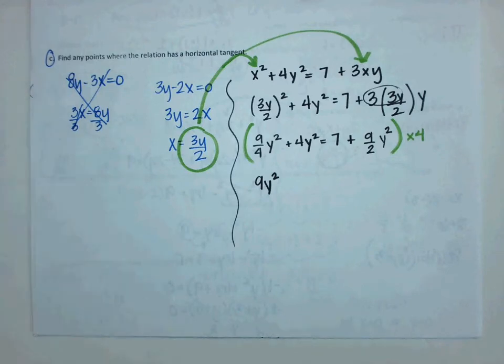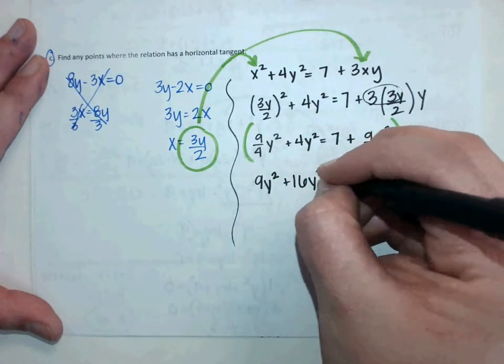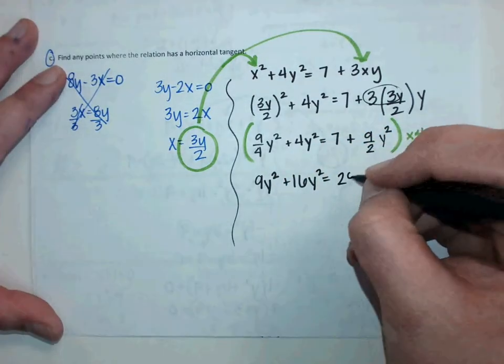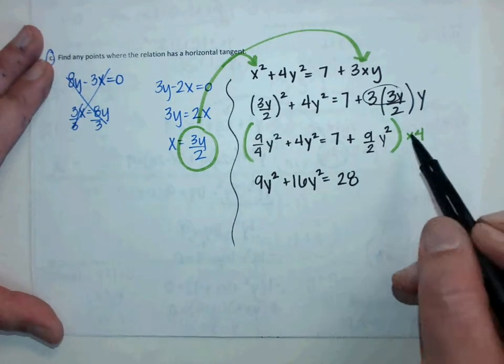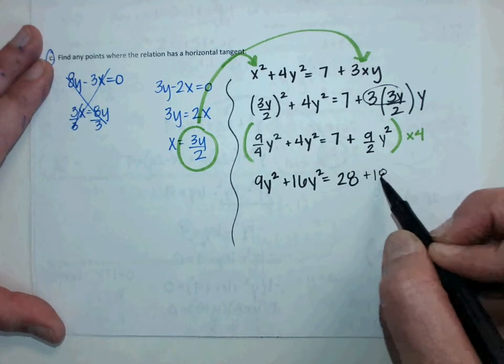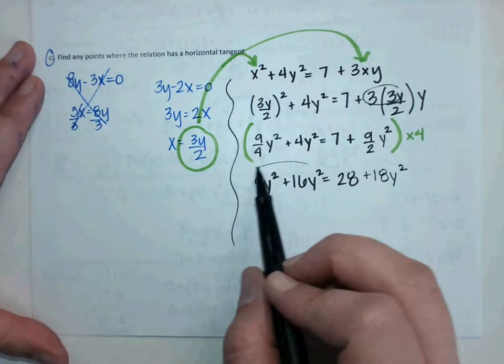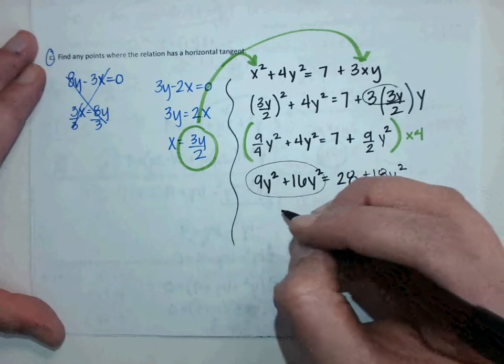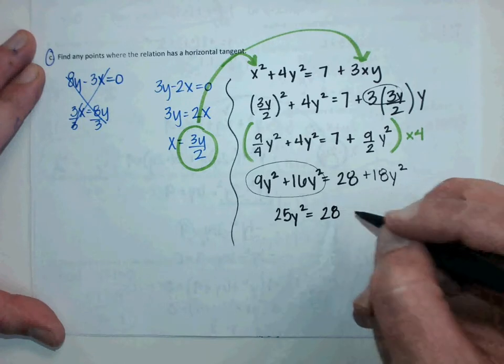Then 4 times 4y squared, what do you get there? 16y squared. What about 7 times 4? 28. And then 9 times 4 divided by 2. What's 9 times 4? 36 divided by 2? 18y squared. Okay, from there, combine like terms. What are these together? How many? 25y squared. Then I have equals 28 plus 18y squared.